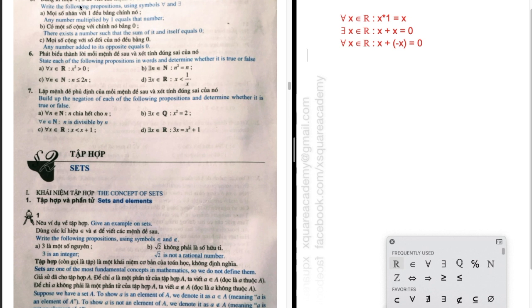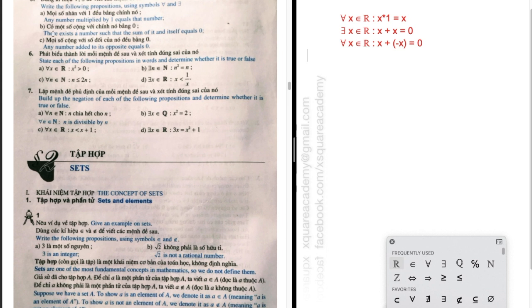Exercise 5. Write the following propositions using symbols for any, and there is one. Problem A. Any number multiplied by 1 equals that number. That means any number x is an element of real numbers, x multiplied by 1 equals itself.